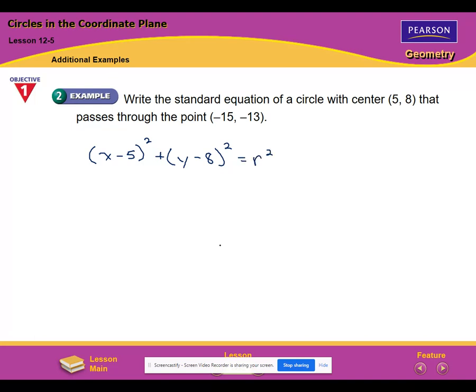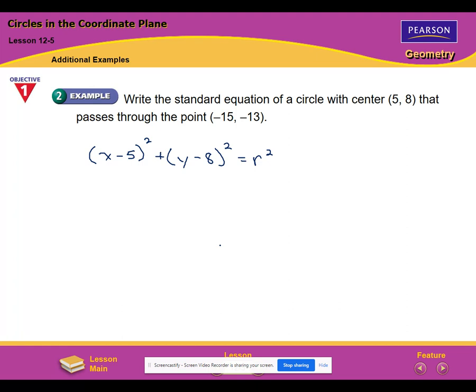And if you were all here, I would open it up to the class as to how we're going to figure out this r squared. And what inevitably comes up when I ask that question is someone will say, let's use the distance formula. And that's absolutely one way you could do it. You could do the distance formula, find the distance between 5, 8 and negative 15, negative 13. The distance formula was back in chapter 1, and you could find out that length. That length is the radius. You square it, and you have your equation. You have what's missing in your equation.